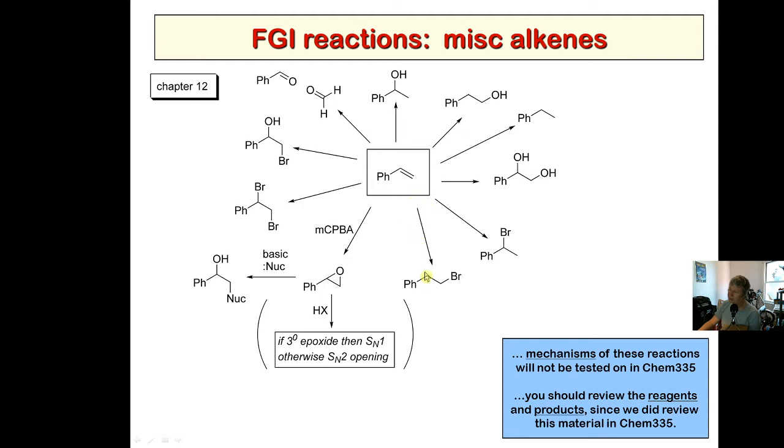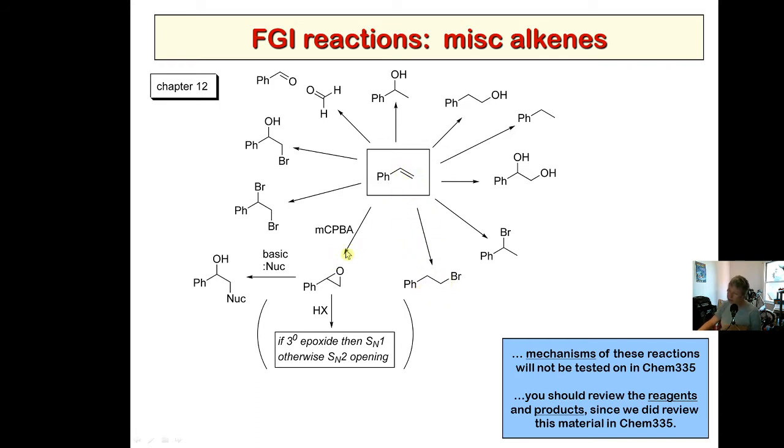Anti-Markovnikov bromination. This is HBr with peroxides. It's a radical reaction. This is a carbocation reaction, and that's why the Br goes to the stabilized carbocation position. This is a radical reaction, totally different mechanism, and it puts the Br at the end.